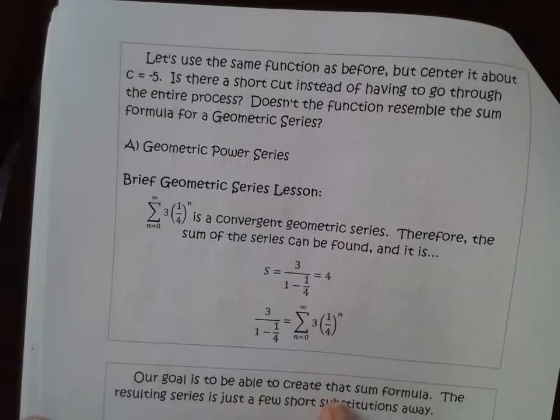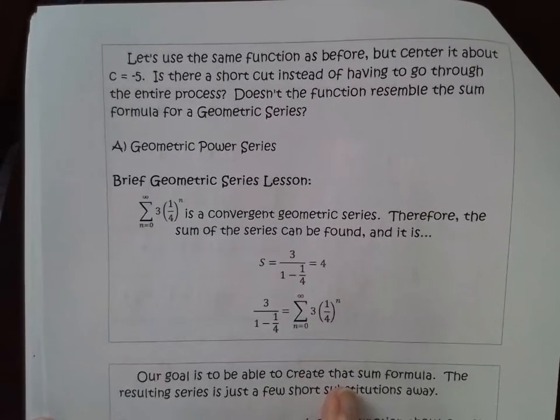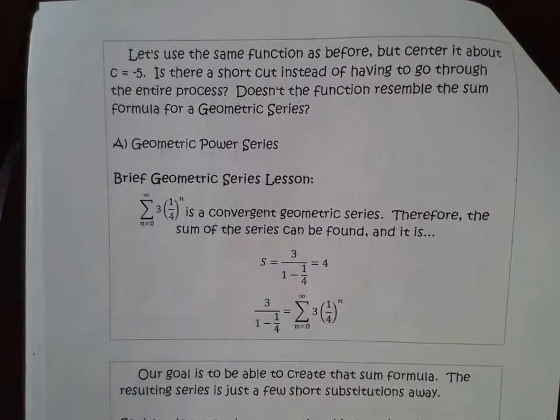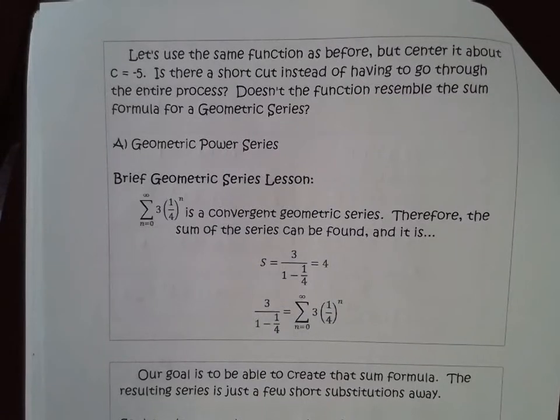Let's use the same function as before, but center it about c equals -5. Is there a shortcut instead of having to go through the entire process, meaning instead of taking the derivative each time and having the -5, or rather the +5 instead of the -0, that actually made for some easy manipulations? But is there a way to jump from the beginning to the end more quickly?